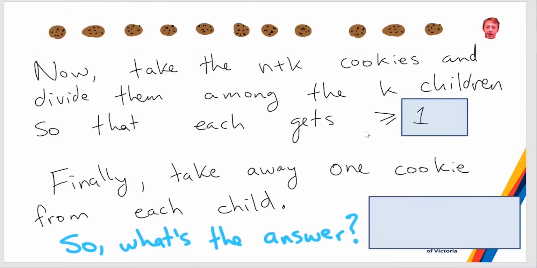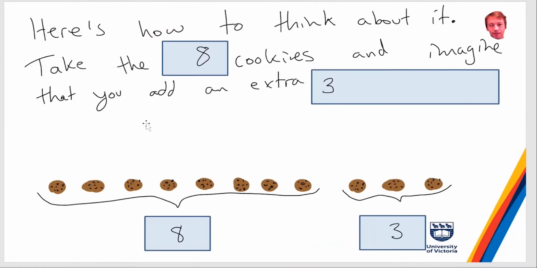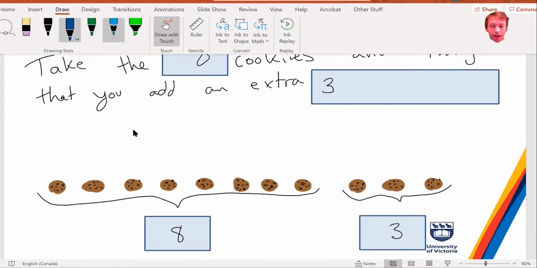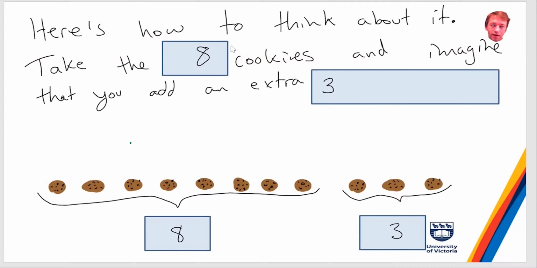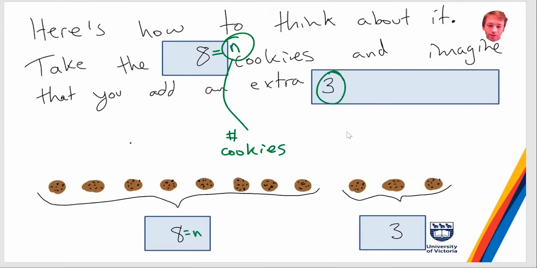So I guess in the previous slide I was using 8 and 3. If you have n cookies and m children, this would be n, the number of cookies. So this is n, and you'd add an extra 3, which is the number of children.